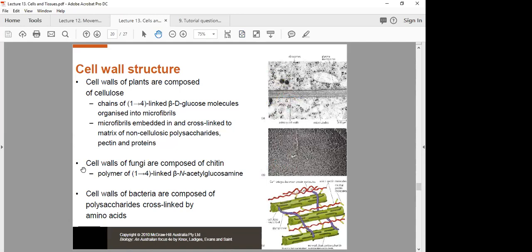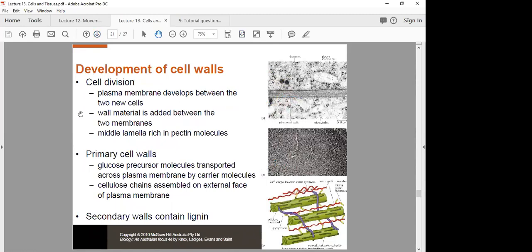What about cell walls of other organisms? Cell walls of fungi are primarily composed of chitin. This is one of the main differences between plant cells and fungal cells. Cell walls of bacteria are composed of a different substance. The molecule that's mostly found in bacterial cell walls consists of two modified polysaccharides, and these are linked by amino acids. Once again, this information is here just for your interest.